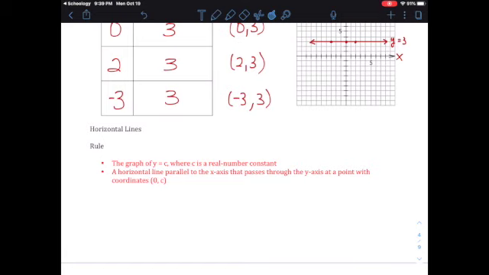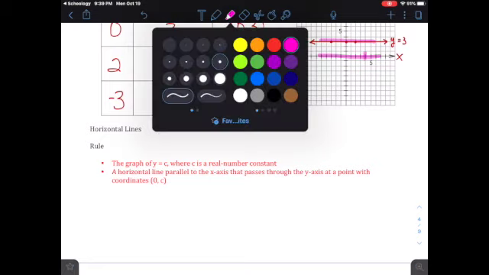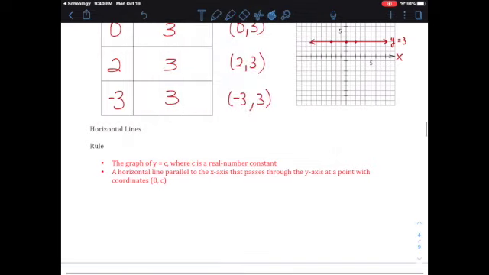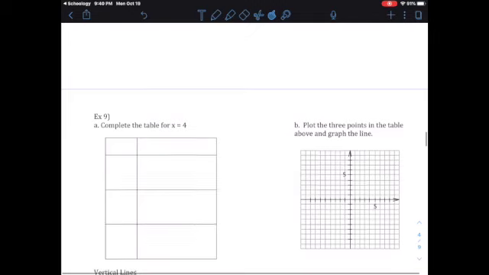This line right here is parallel to the x-axis that passes through the y-axis at a point with the coordinate (0, c). So in this case, this is just a definition. Really what happened here is just remember, if you have y equals a number, you are crossing the y-axis at that number. That's all. Okay?